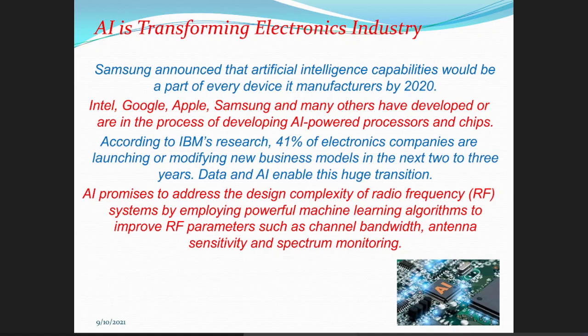Intel, Google, Apple, all these giant companies are developing processors which are AI enabled, right? And IBM has also revealed that 40% of electronic companies will be launching or modifying new business models in the next 2 to 3 years, and they will be AI enabled, right? In the RF industry, meaning the radio frequency industry, I'm working on smart antennas, being from the electronics domain, right? I'm also working on estimating the direction of the user for beamforming, so there again you can implement these machine learning and deep learning algorithms.